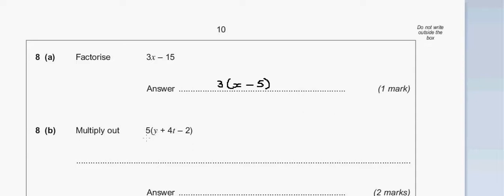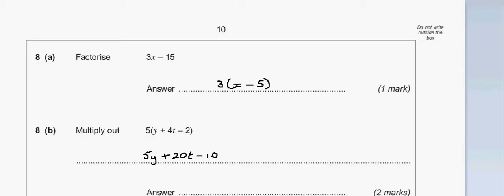So part B, multiply out. So we're going the other way this time. So 5 is multiplying everything inside the bracket. So 5 times y is 5y. 5 times 4t would be 20t. Now we've got a minus and a plus here, remember. So a plus times a minus gives me minus, and 5 times 2 gives me 10.